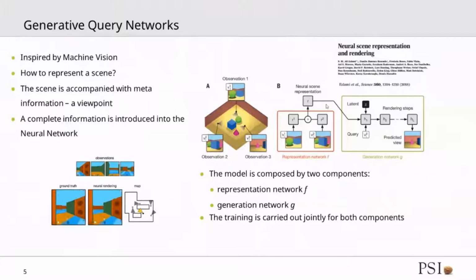In principle, on the right hand side, you have this graphical representation of this network, and as you can see, it is composed of two components, so to say. You have the representation network and the generation network, and what is going on is that you simply take the pictures together with this meta information, like here, these two pictures with VI1, VI2, and this meta information, this is, for example, the orientation of the camera.